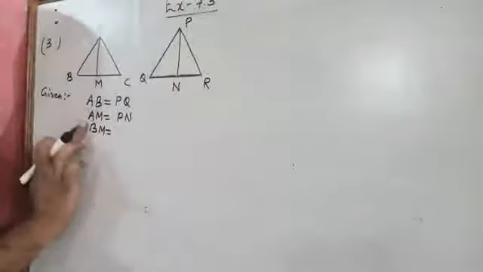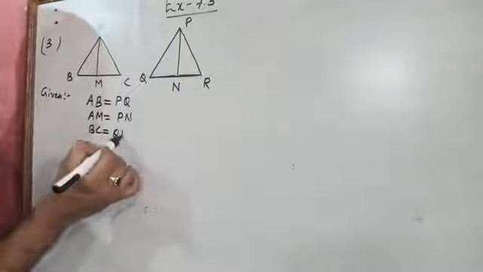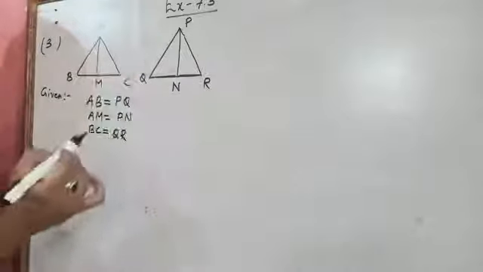BM and BC equal to QR. This is also given equal. These are given equal parts of the two triangles. Now we have to make these two triangles congruent, ABM and PQN.